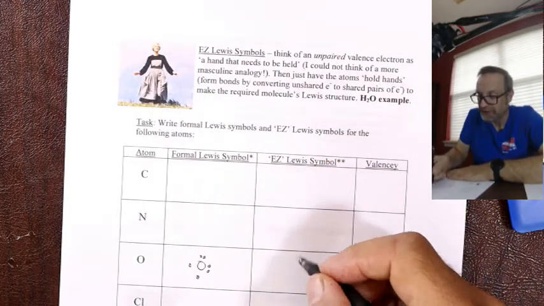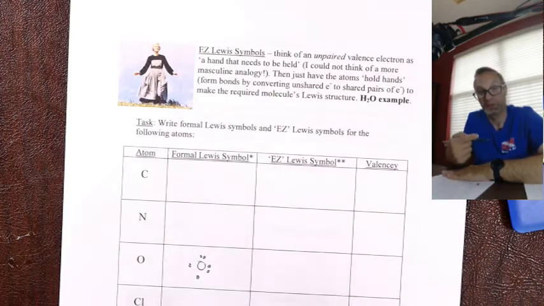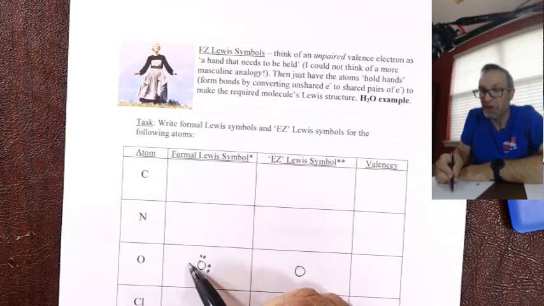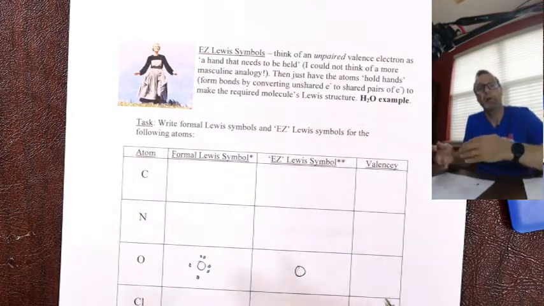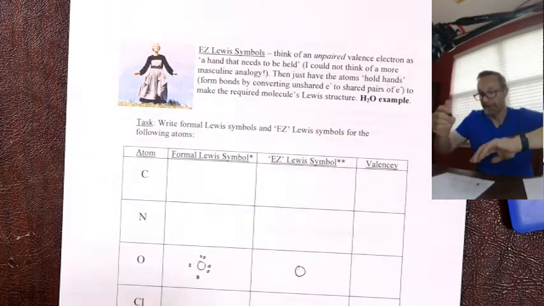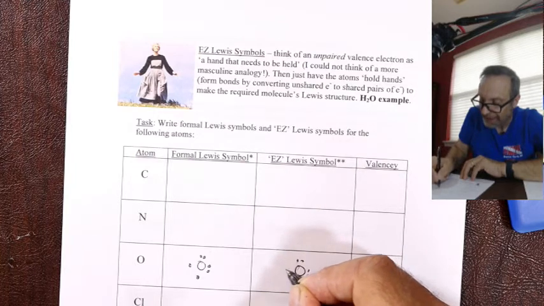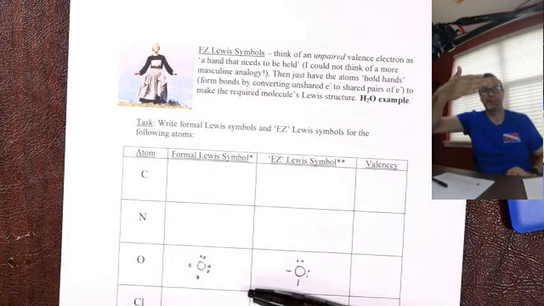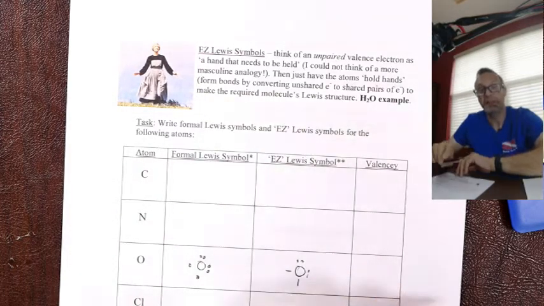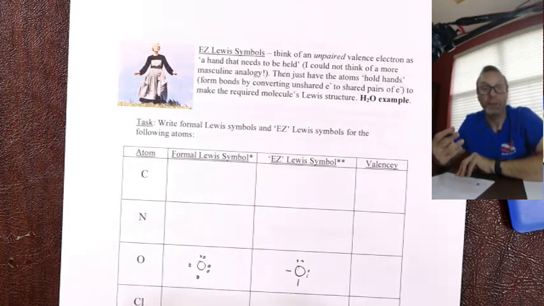So oxygen, this is, now never write this on the test. It's called the easy Lewis symbol. This is just between us. So instead of writing these single dots as single dots, I know they're going to go off and form bonds. It's almost like they're going to shake hands and make a bond. So I'm going to draw each dot as, if you like, half a stick, and half a stick from another atom, and they hold hands. That's what I call an easy Lewis. And all we're going to do is have the atoms hold hands. That's the easy way to do it.